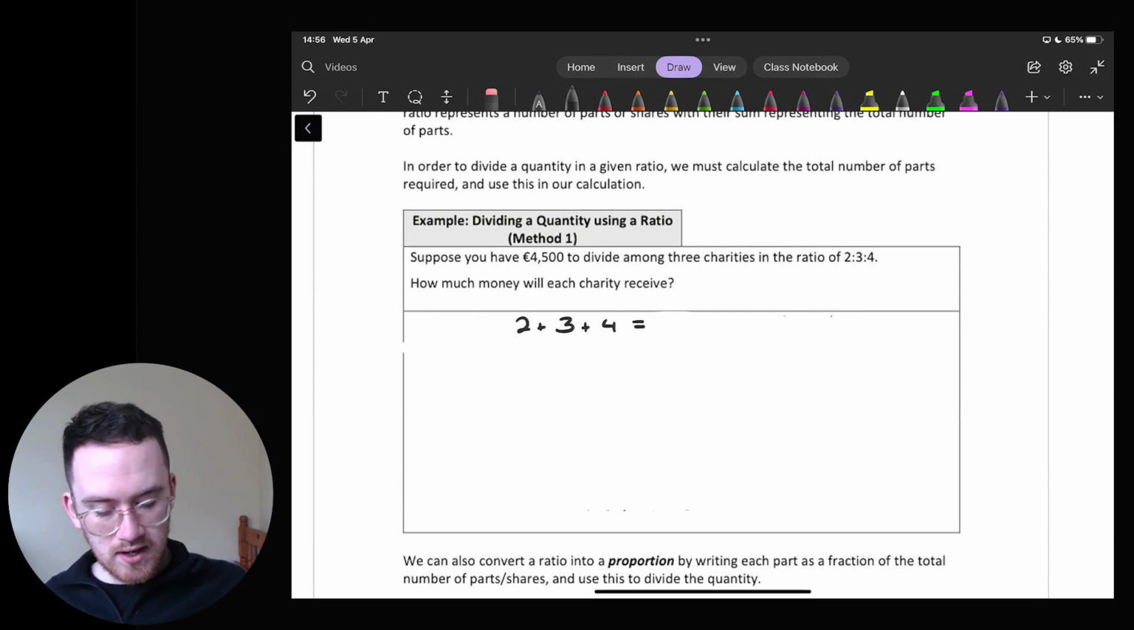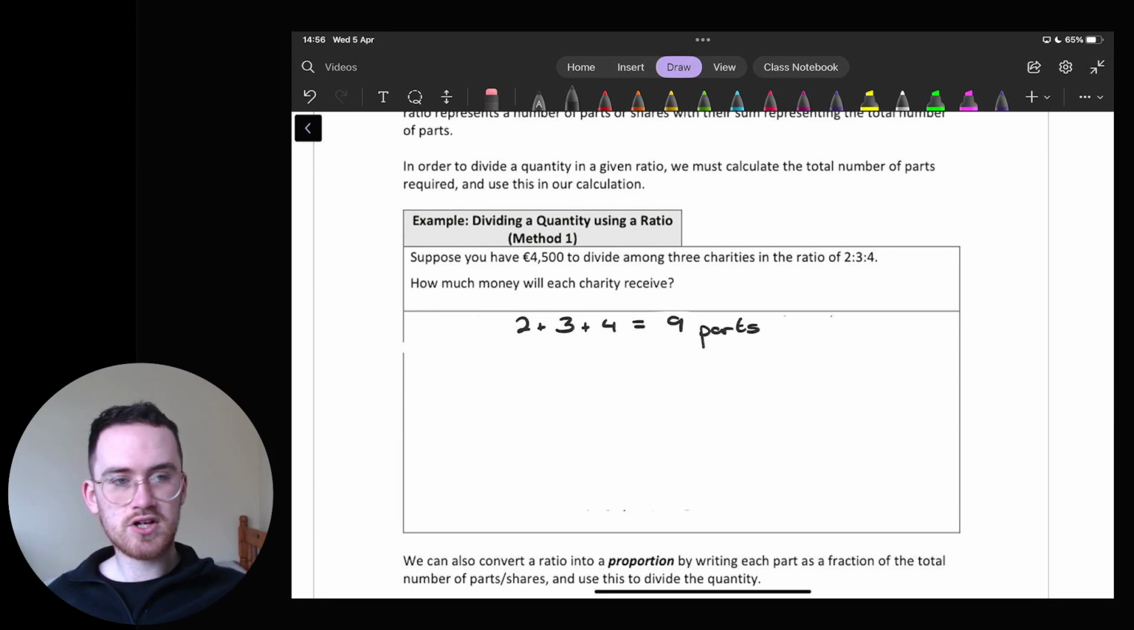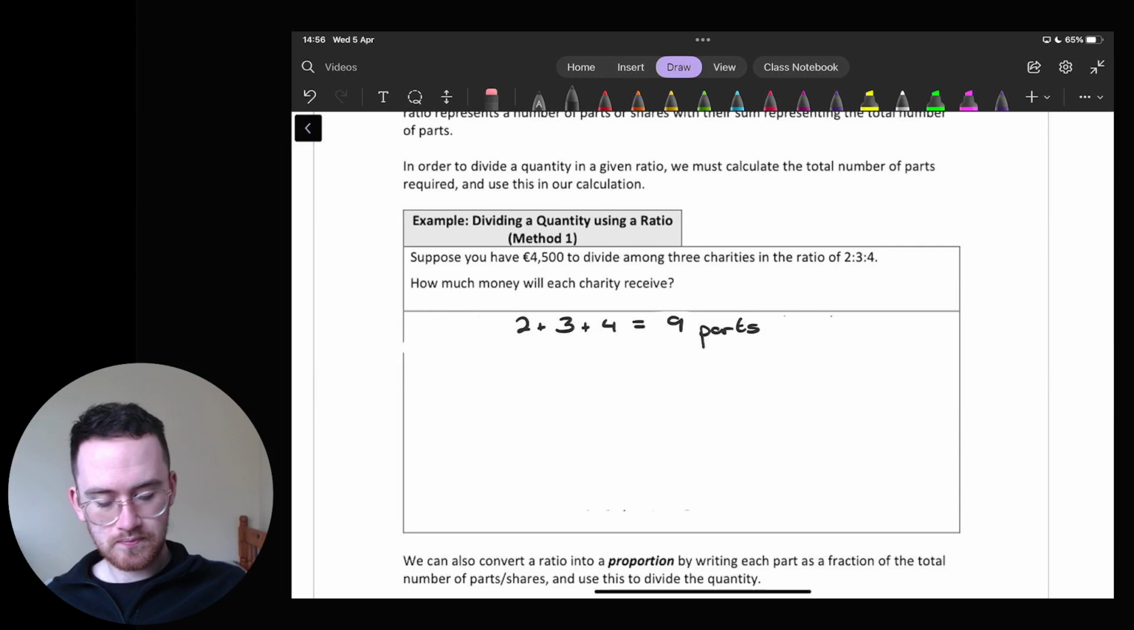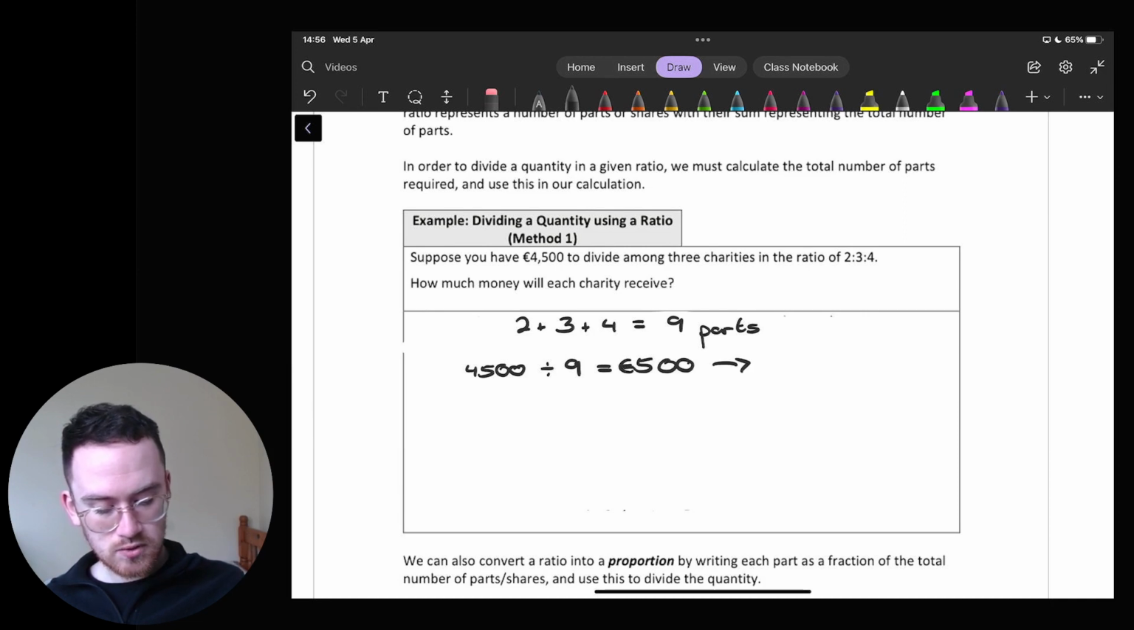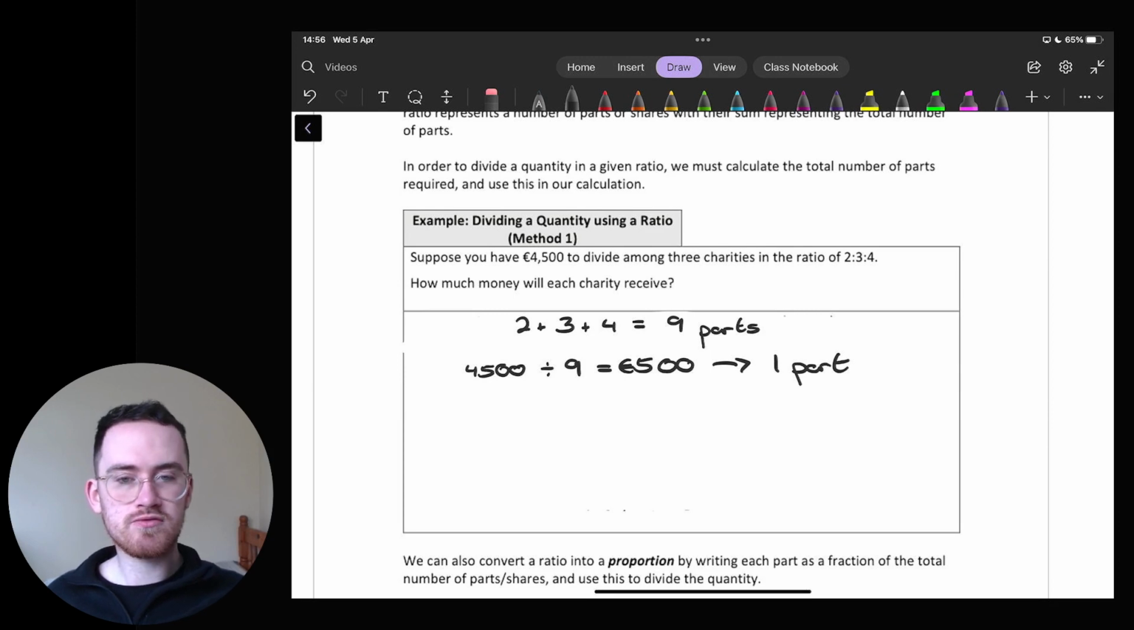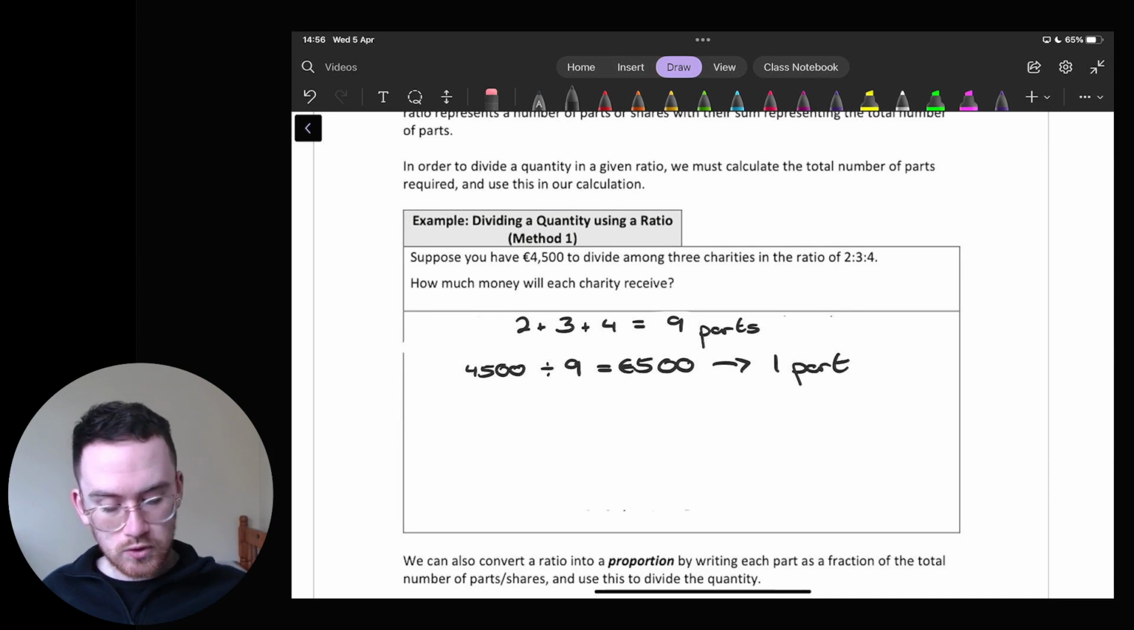So altogether, I need to have 9 parts. Okay, so I need to have 9 parts in total. So that's me adding up my ratio. So if I take my total of 4,500 and if I divide it by 9, I get €500. And this is going to be 1 part, or 1 share. 1 part of my total amount is €500, because if I'm going to divide it into 9 different parts in total, then €500 will be 1 part.